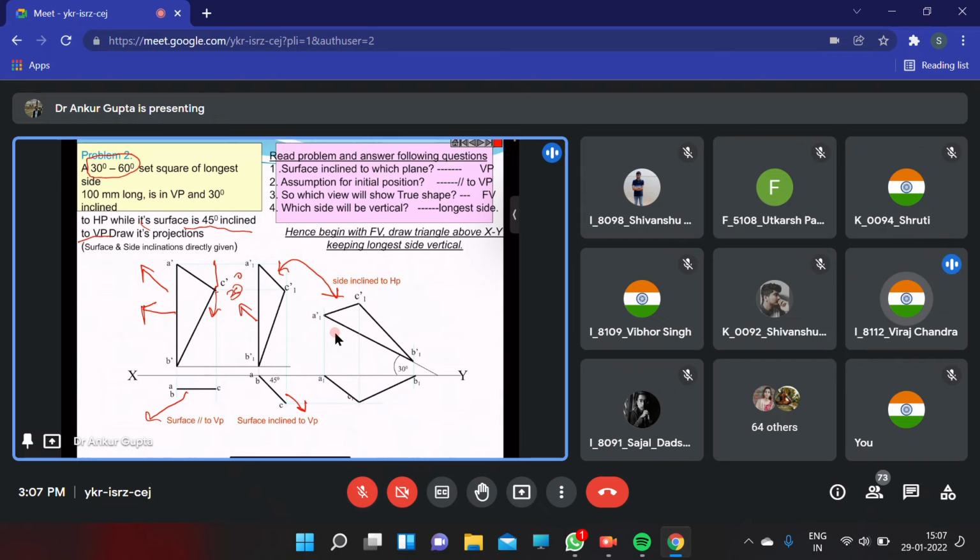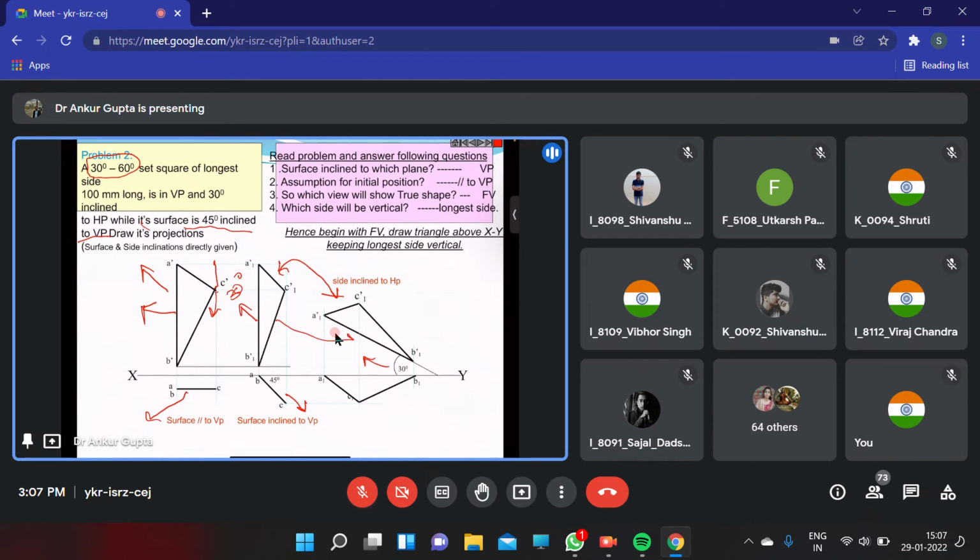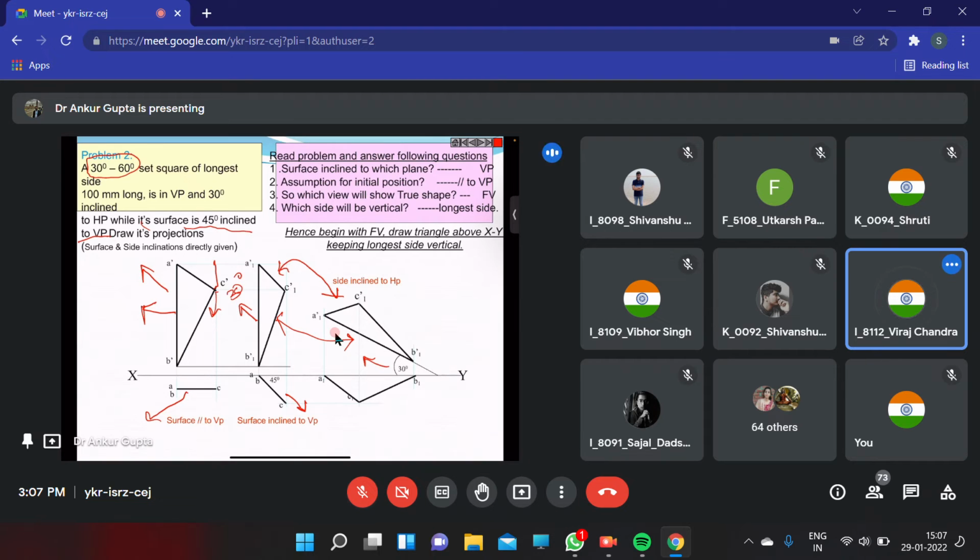These both figures are the same. Yes, sir, we'll just recreate that figure 30 degrees inclined to XY. Yes, you are very correct. It is a replica. Both the figures are replicas. Even in the last question, it was a replica.